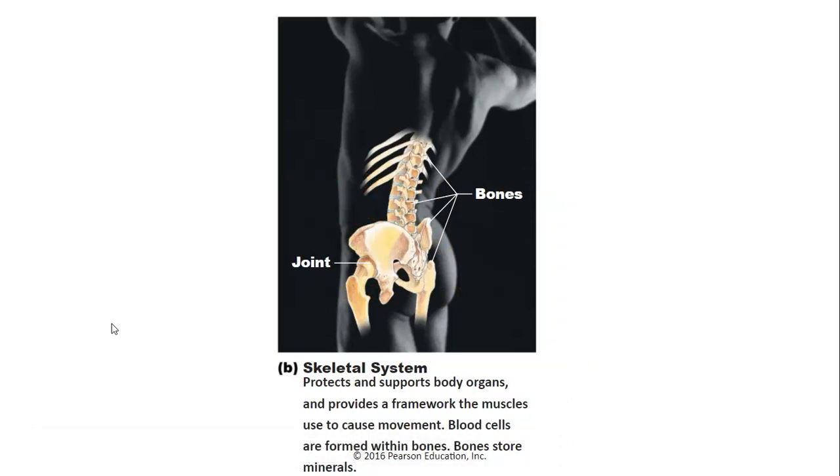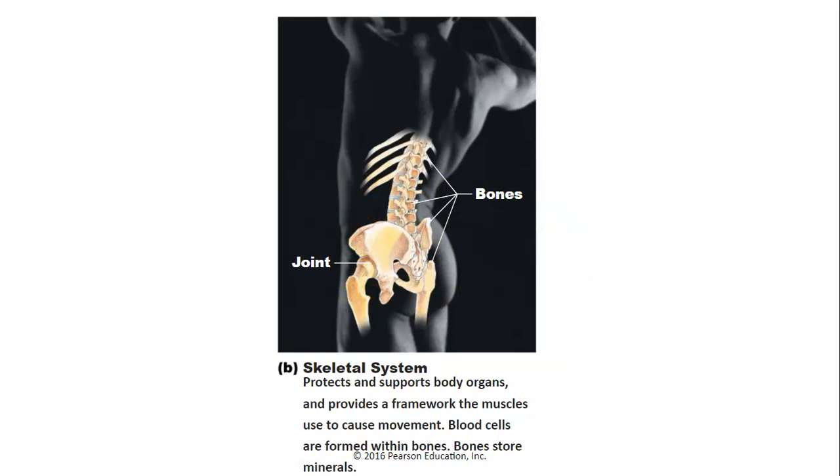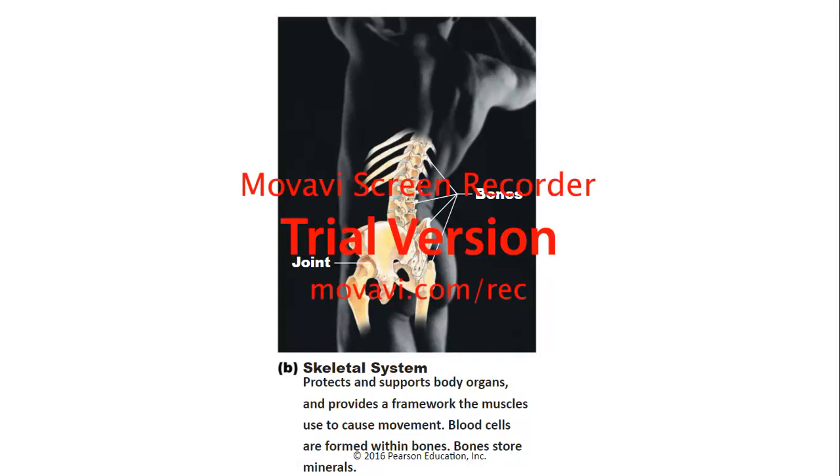Skeletal system. Again, that's going to protect and support body organs. Essentially it's the framework for the muscles. And then blood cells are formed in the bones. We'll talk about that when we're talking more about the skeletal system later on in this course. But blood formation is something very, very important, right? And the bones store minerals, calcium, that we need, okay?